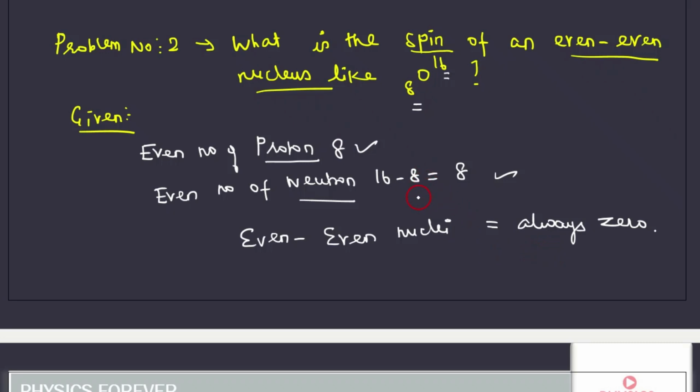Okay, because all nucleons are paired. If it is 9 or 11, it should be an odd number, then it is never 0. So when it is even, it should be 0. So then the spin will be 0.